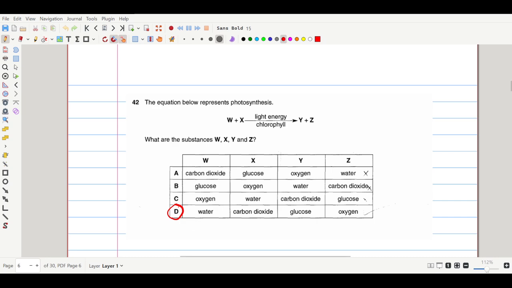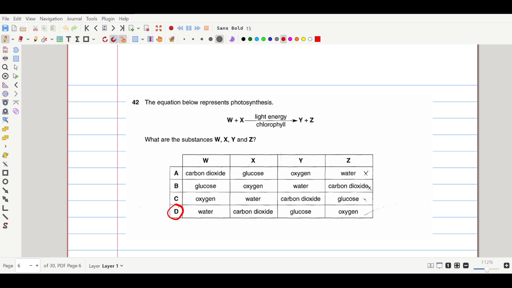The question of the day is about photosynthesis. It reads: the equation below represents photosynthesis. What are the substances W, X, Y, and Z? The answer is D. W is water, X is carbon dioxide, Y is glucose, Z is oxygen.